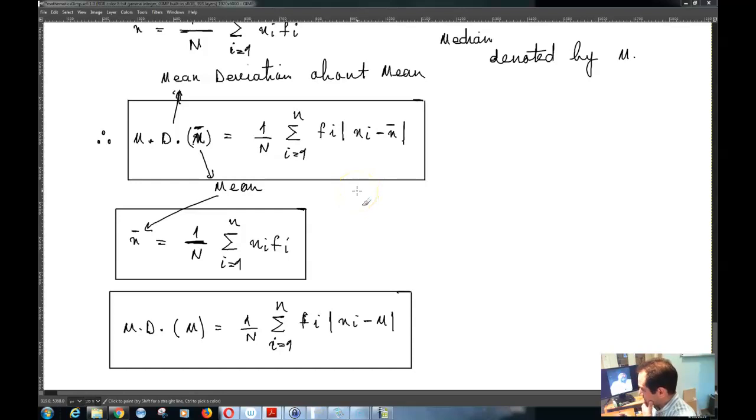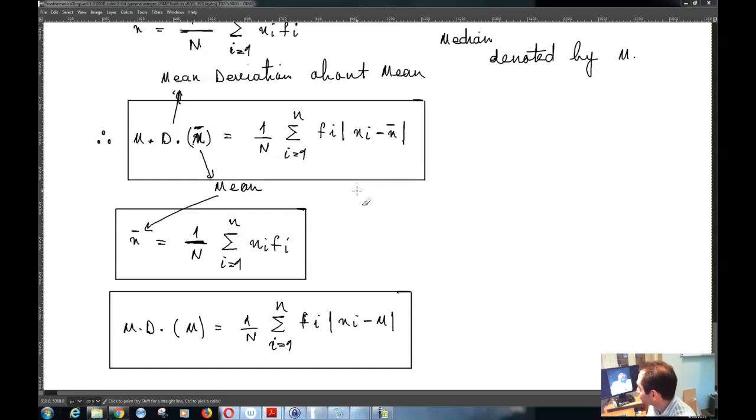Then we identify the observation whose cumulative frequency is equal to or just greater than n divided by 2, where n is the sum of frequencies. This value of the observation lies in the middle of the data, therefore it's the required median. So that's how you find your median. I gave you 3 formulas for that. And when we go through some example, you will know what this means.